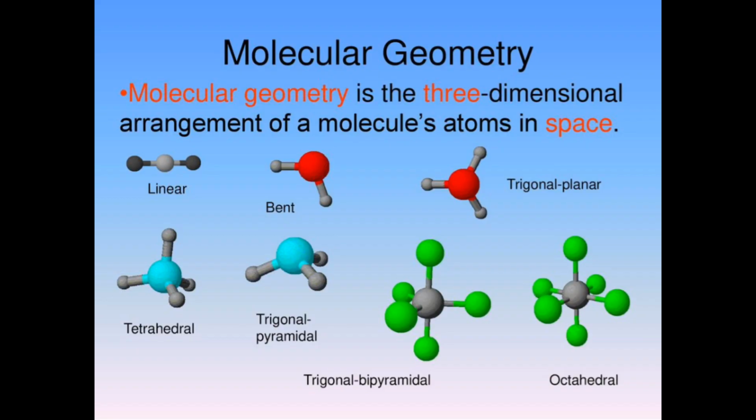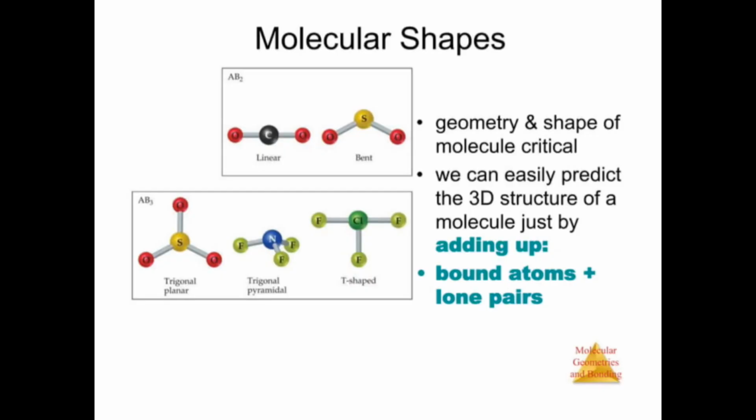And some of these arrangements could give us a geometry like this. We could have a molecular geometry like linear, bent, trigonal planar, tetrahedral, trigonal bipyramidal, and octahedral. Okay, so let's look at molecular shapes generally.